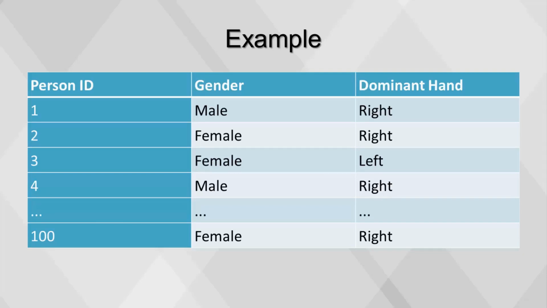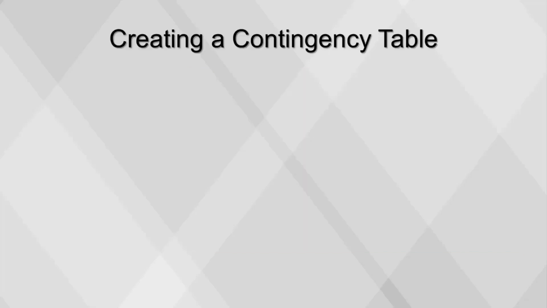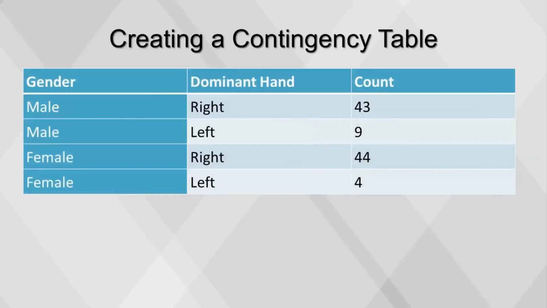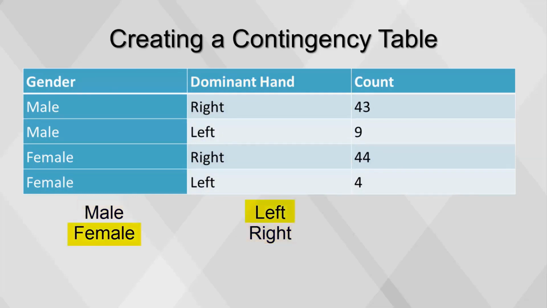However, because each row represents one person, we can count the number of rows along each dimension, gender and dominant hand, to analyze how the dimensions are distributed. To create a contingency table, the first step is to aggregate the original dataset along two dimensions, gender and handedness, and count the number of rows for each combination of values. Since there are two possible values for gender, male and female, and two possible values for dominant hand, left and right, there are four total possible combinations: male and right, male and left, female and right, and female and left.